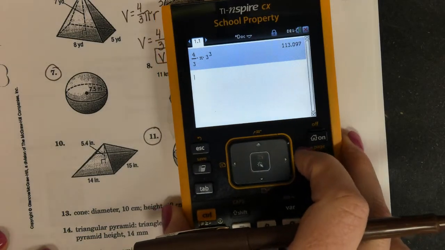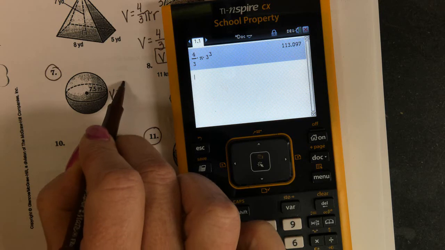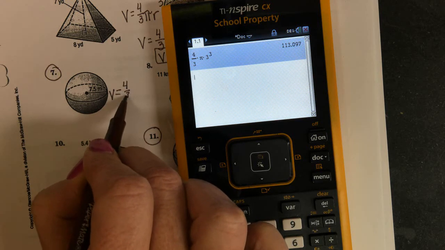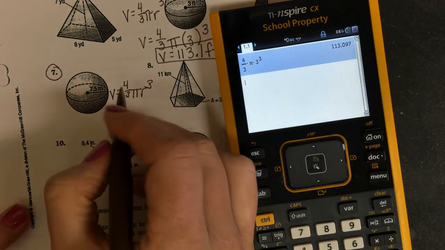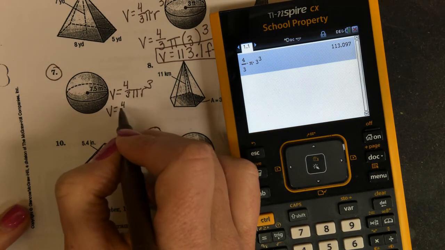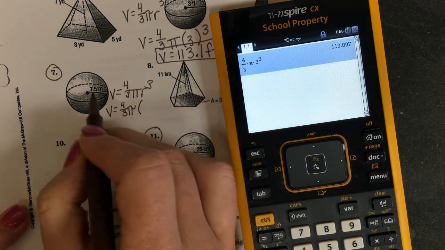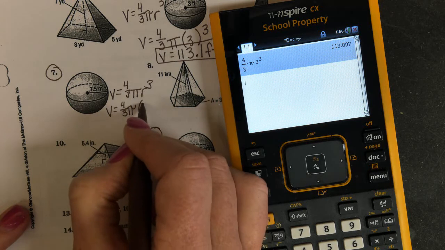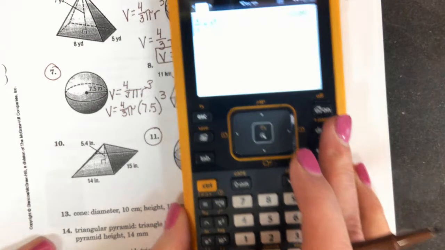Okay, let's just do one more together. I think you probably should be really familiar with this right now. Let's do number 7. Okay, I'm just again writing the formula. Let's fill in our numbers. We've got 4/3 pi. My radius, still my radius because it's halfway across, 7.5 cubed. Now I'm going to take my calculator. I'm going to make a fraction again. I'm sorry, it keeps auto-focusing.